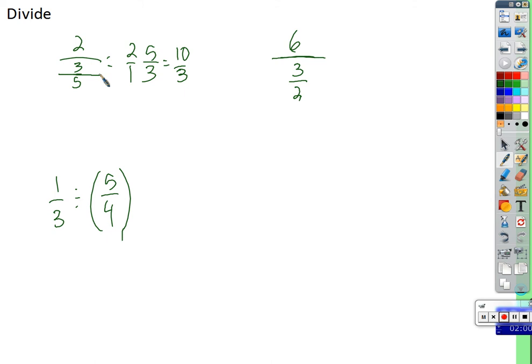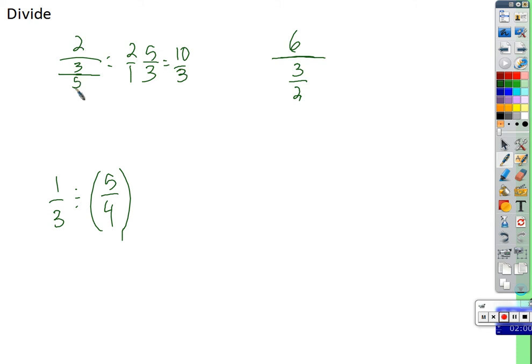Okay. If I wrote it like that, would that be confusing at all? Yeah, what would it be? That's kind of the point. You've got to be careful with writing these, with reading these. Would it make a difference? Would 2 divided by 3 fifths be any different from 2 thirds divided by 5?